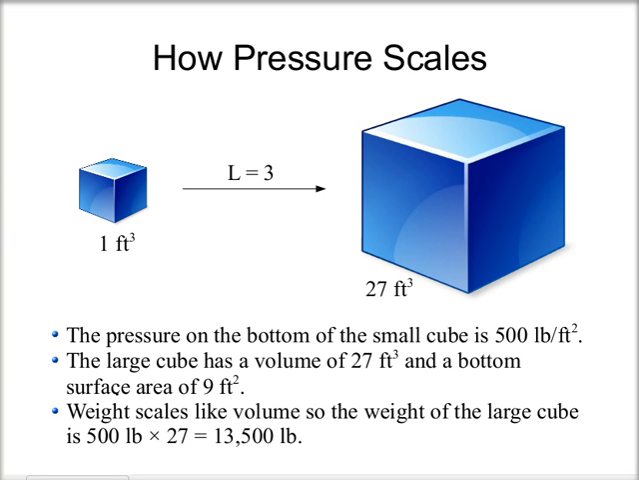The bottom surface area of this larger cube is going to be 9 square feet. It'll be 3 feet by 3 feet. And the weight scales like volume, so the weight of the large cube is going to be 500 pounds times L cubed, which is 27. So that's going to give me 13,500 pounds as the weight of the large cube.